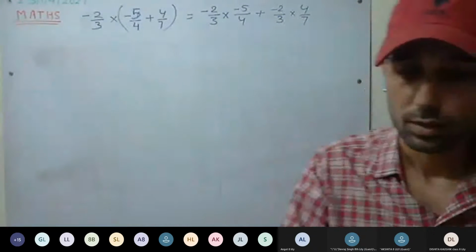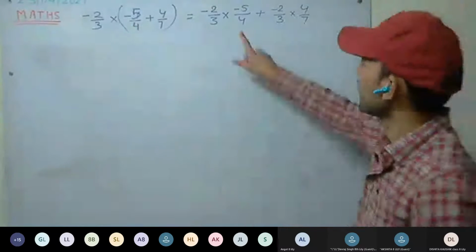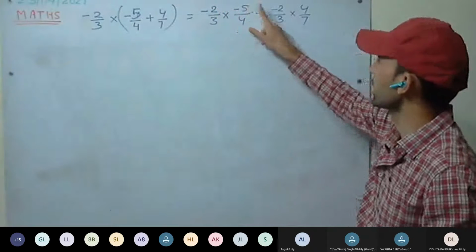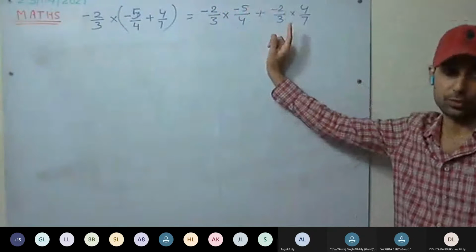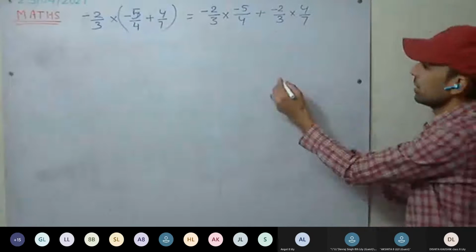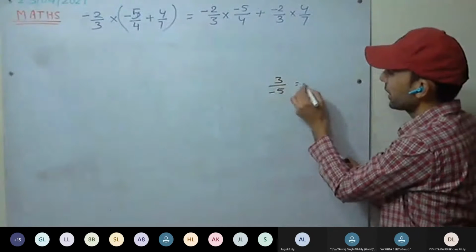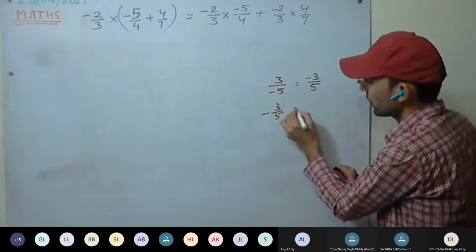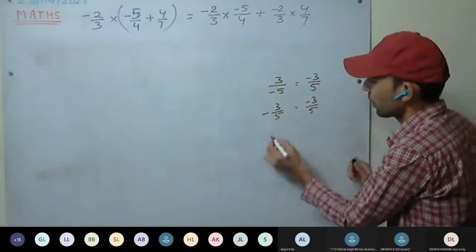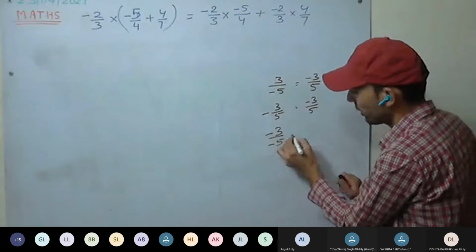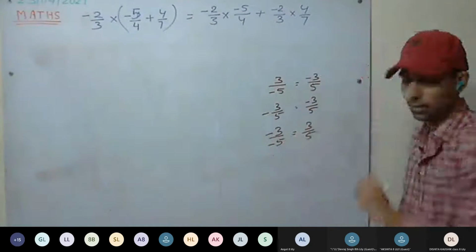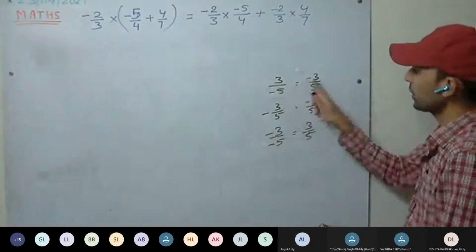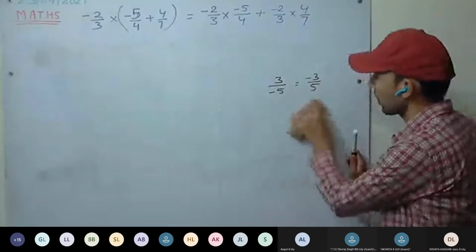Okay. So always write negative numbers in standard form, that is minus with the numerator. Always keep the negative sign with the numerator. If it is given 3 upon minus 5, write it as minus 3 upon 5. If it is given minus 3 upon 5, you can write it as minus 3 upon 5. If it is given minus 3 upon minus 5, write it as 3 upon 5. Both are negative signs. So always keep it in standard form. It will be easy to solve.